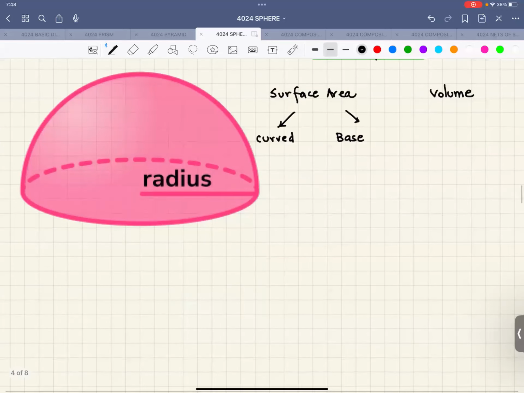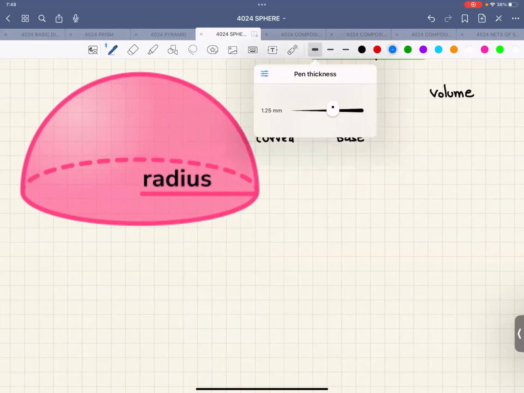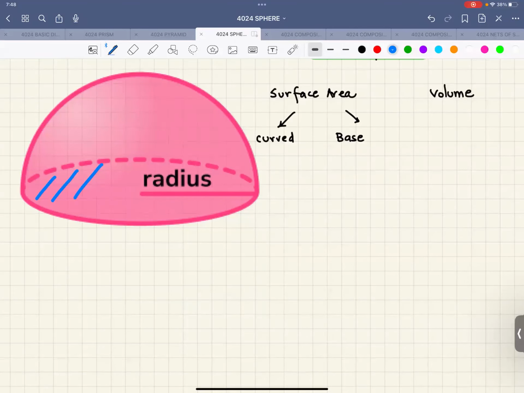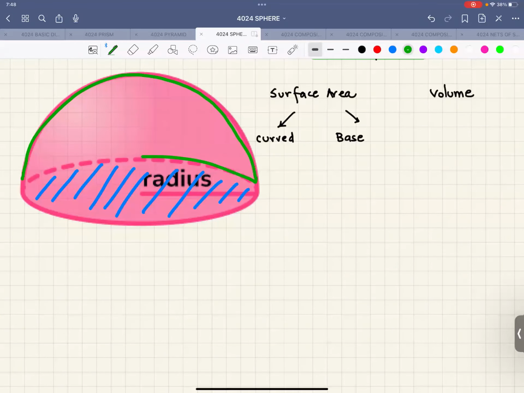So over here, if I mark this, let me make it a bit thinner. So this is the base area. And this one over here, that is the curved surface area, something like this. So there is this curved area, and then there is this base area. So when we talk about curved surface area, that is half of 4 pi r square, which is 2 pi r square. And base area is just separate. This is pi r square.